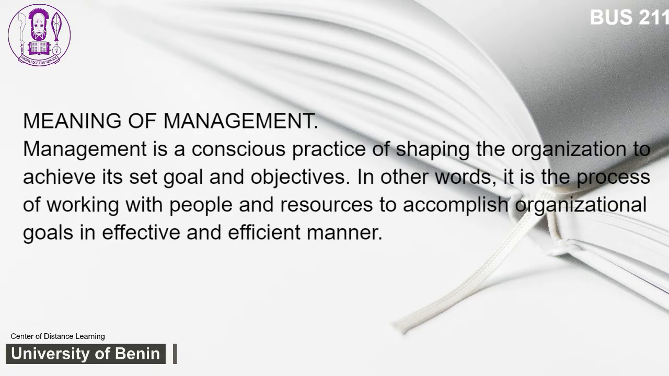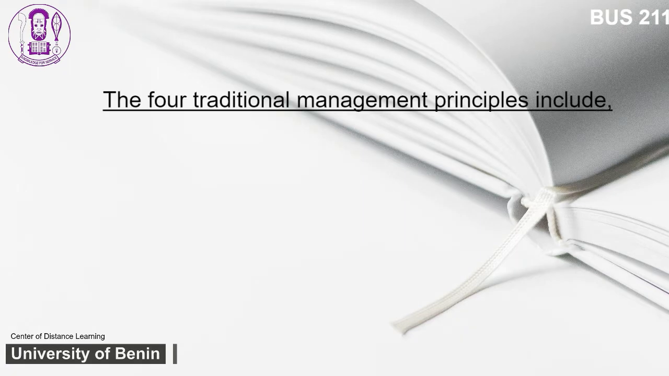Meaning of management. Management is a conscious practice of shaping the organization to achieve its set goal and objectives. In other words, it is the process of working with people and resources to accomplish organizational goals in an effective and efficient manner. The four traditional management principles include planning, organizing, leading, controlling.